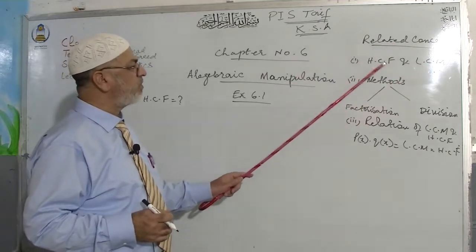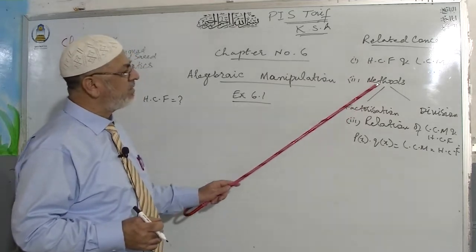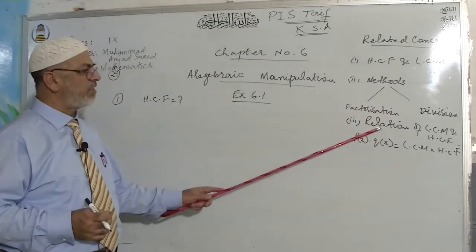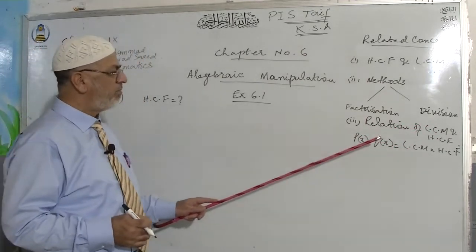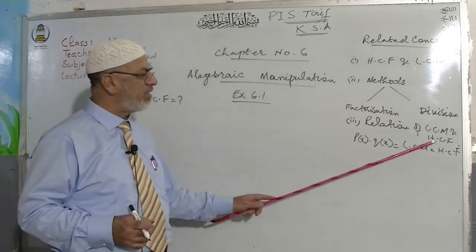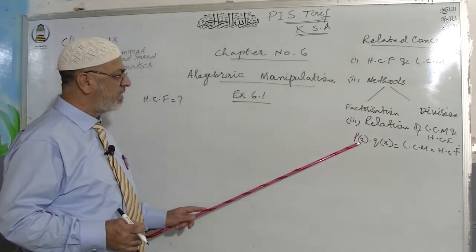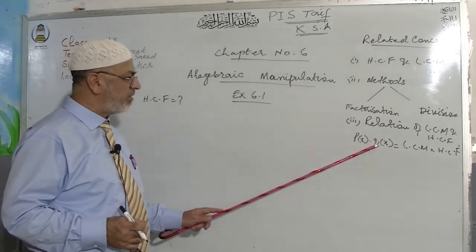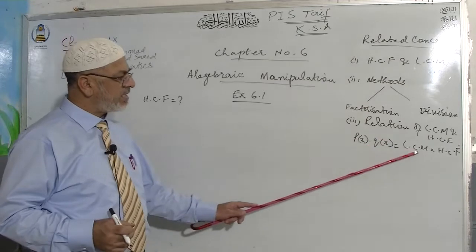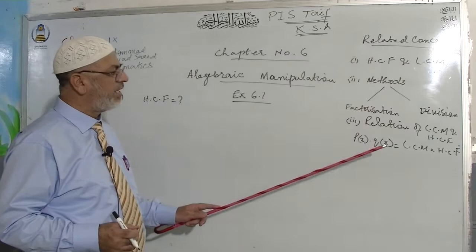And there are two methods to find HCF and LCM. Number one is the factorization method, and the other is the division method. After that, we have the relation of LCM and HCF by this formula: P of x into Q of x is equal to LCM into HCF. P of x means polynomial in variable x multiplied by polynomial in variable x, and this is LCM and this is HCF. So in this way we can apply this formula to find the unknown.